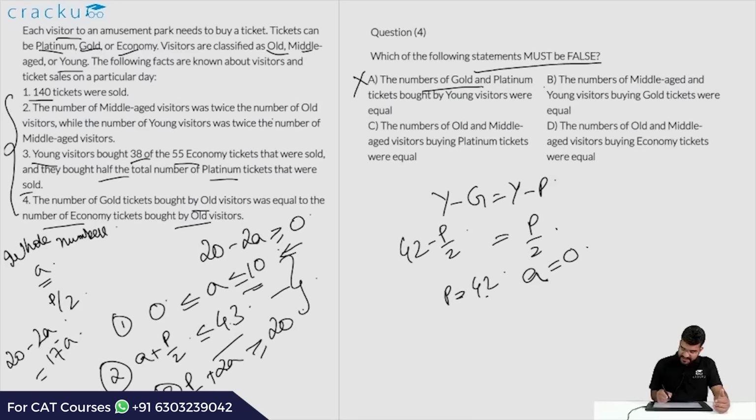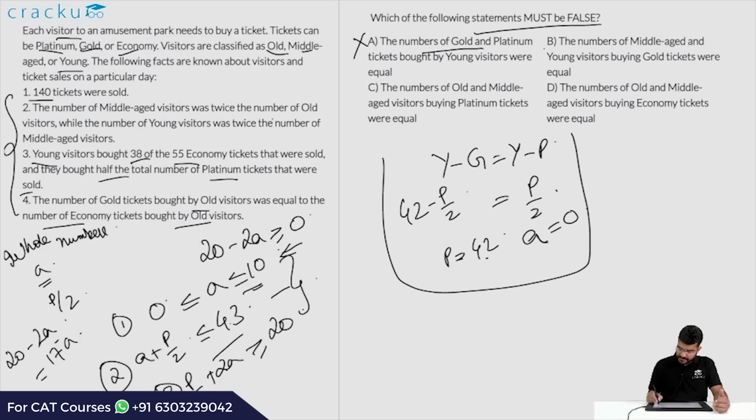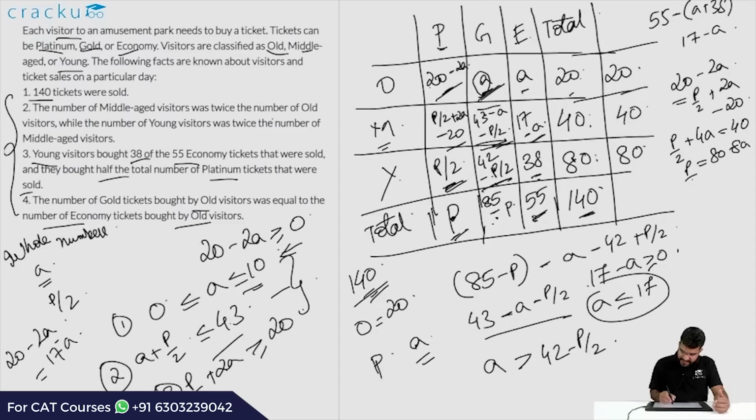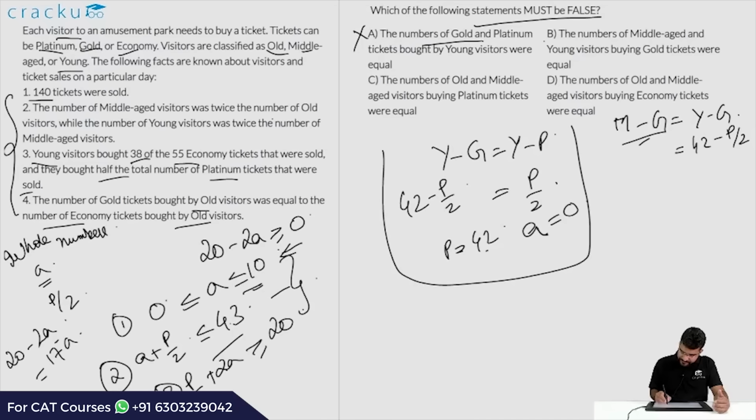Now let us look at the second option. The second option says that the number of middle-aged and young visitors buying gold tickets was the same. That is, middle-aged gold is equal to young gold. Young gold we have just found out is 42 minus P by 2. Middle-aged people who bought gold is 43 minus A minus P by 2. If you solve this, you will get that A is equal to 1.